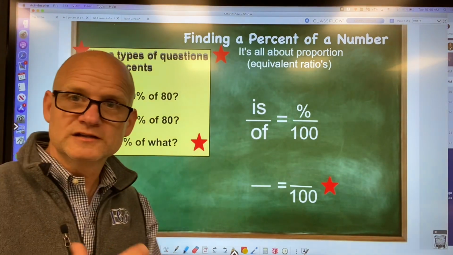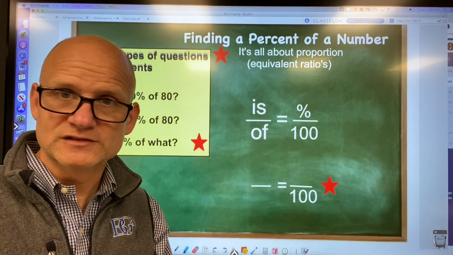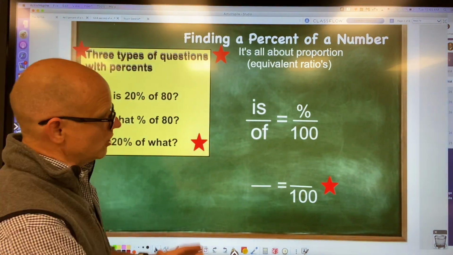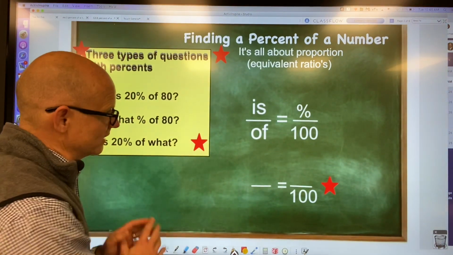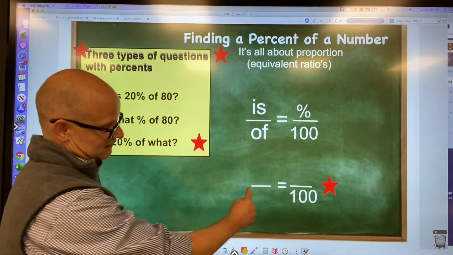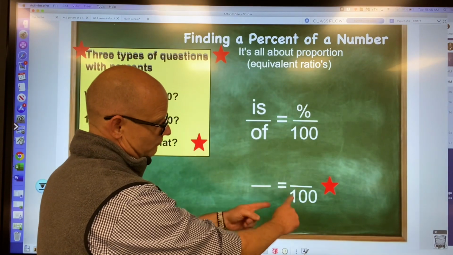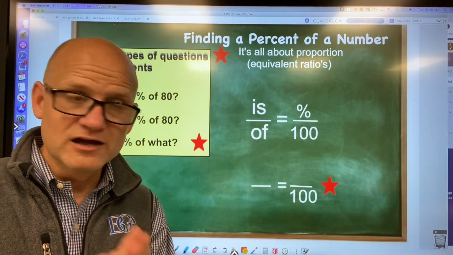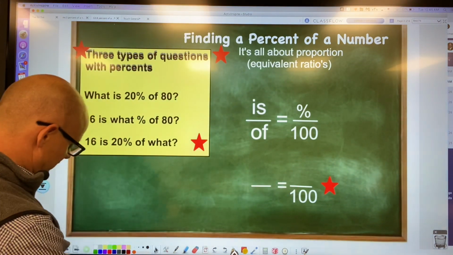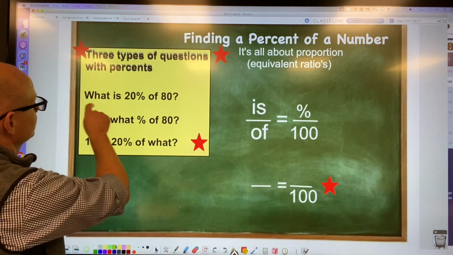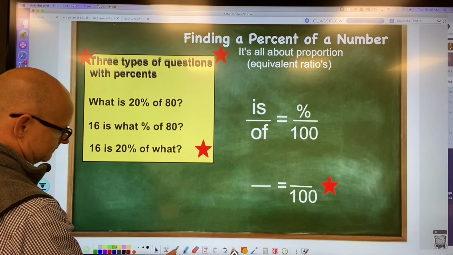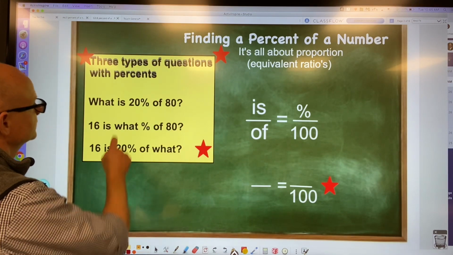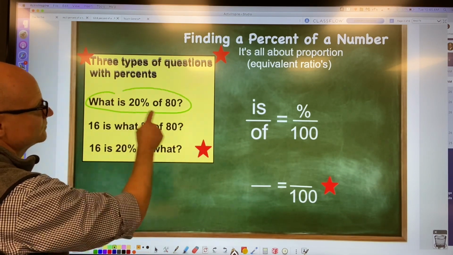All right, so hopefully you pressed pause. We're going to go over this information now. So on any of these kind of questions, the very first thing you should write is like a bar equals a bar, and then write it over 100. And again, you're trying to find the is, the of, and the percent. So let's look at the very first question right here. It says, what is 20% of 80?